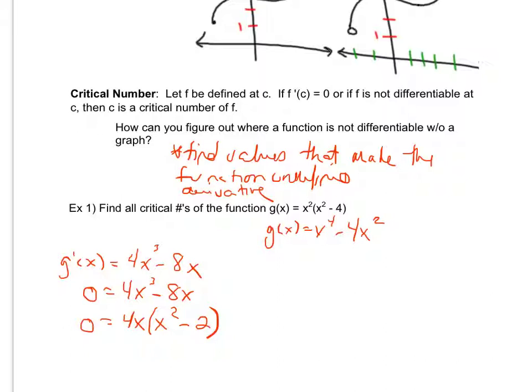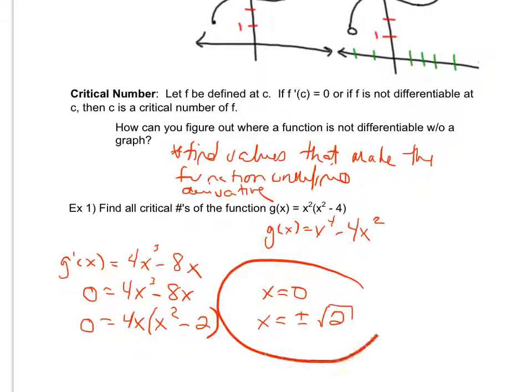So what values are going to make this 0? Well, if x equals 0, I get a critical number, and x equals plus or minus square root of 2. I solve this by adding 2 and then taking the square root, remembering to say plus or minus. If you're not sure how I got this result, talk to me in class. I'm going to assume we're all very comfortable with solving quadratic equations at this point. So there will be my 3 critical numbers.